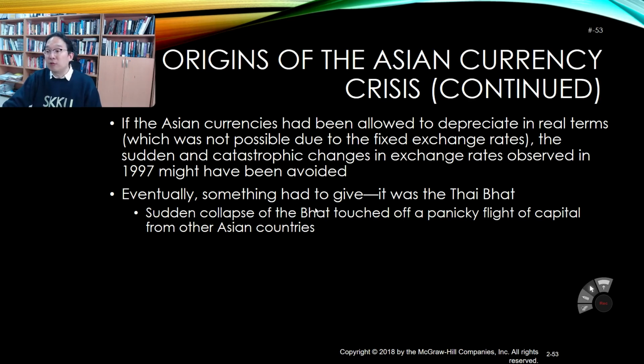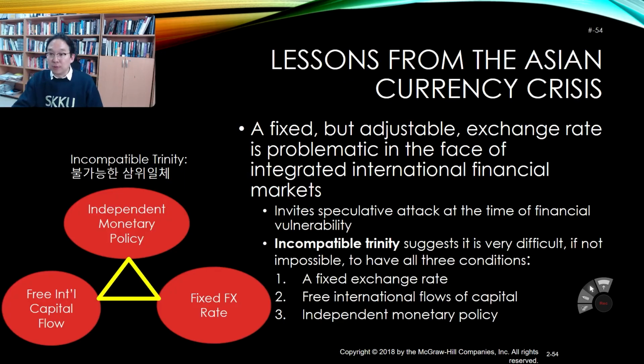Eventually something had to give, and it was the Thai baht. Suddenly collapsing. The Thai baht touched off a panicky flight of capital. Again, international portfolio managers have to shrink their exposure and pull out their money from these crisis countries, right? And that happens simultaneously to all other emerging market countries, because for them it's about asset allocation between emerging markets versus mature markets. So a spillover effect happens all across the emerging market.